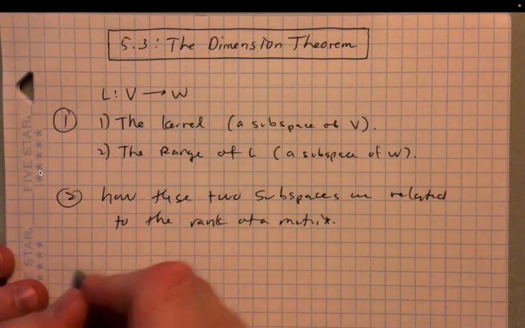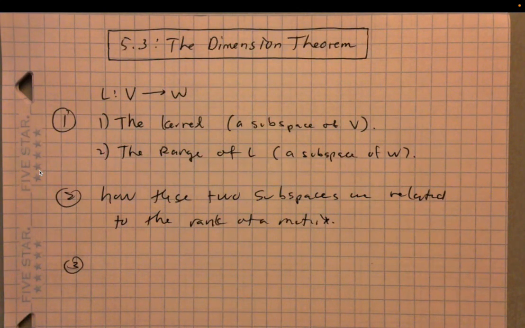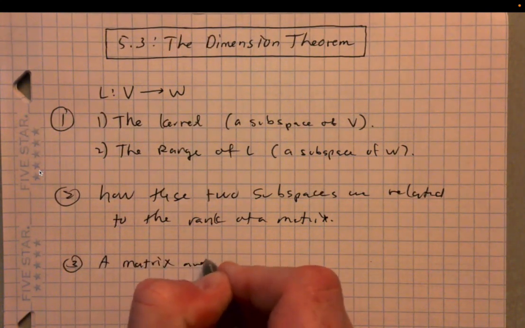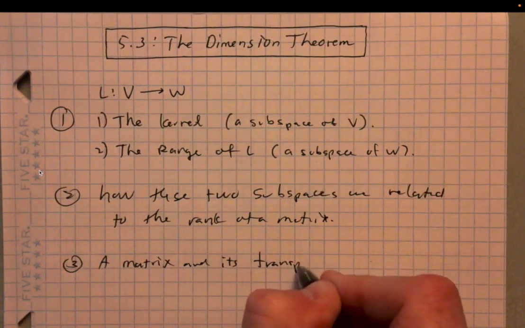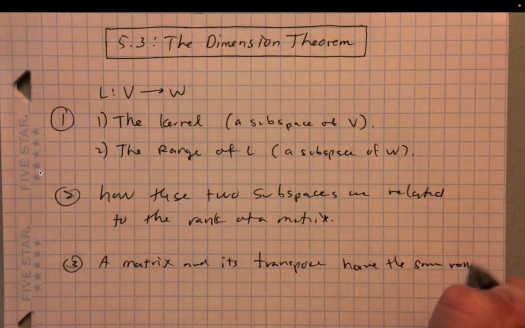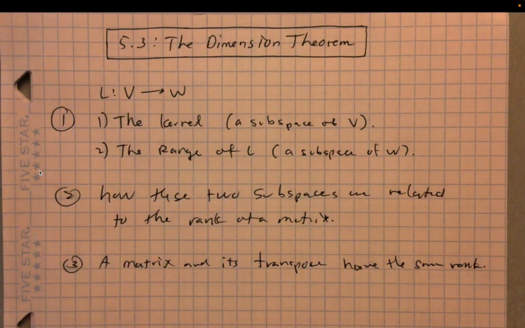And then after we've done all that, a kind of profound but relatively easy to prove result, given the machinery that we're going to introduce here, is that a matrix and its transpose have the same rank. So we'll get into that as well. So that's kind of the plan. All of these things have in common the dimension theorem. So let's get started by discussing what we mean by the kernel.